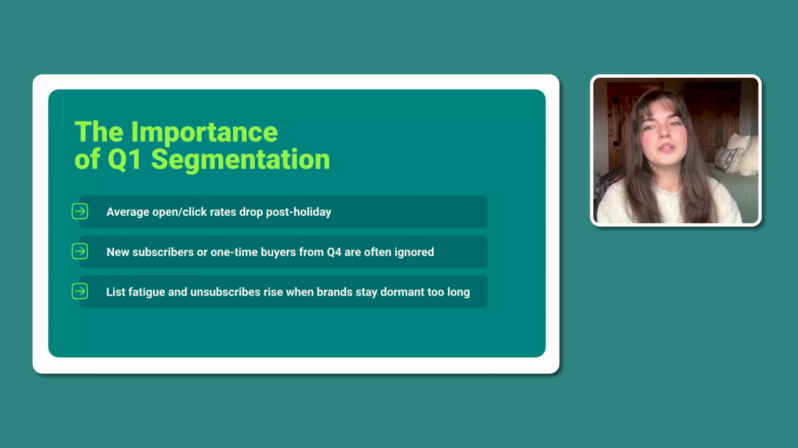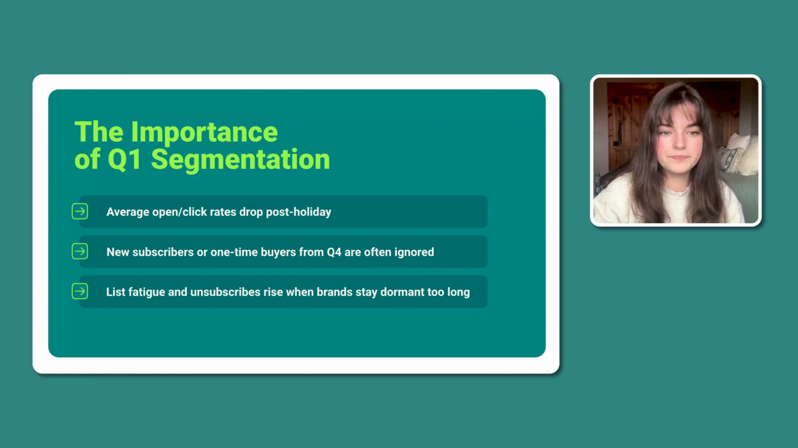But if you ignore a new relationship for too long, they're eventually going to disappear. And when you eventually send a campaign, you might notice a really high unsubscribe rate. So overall, the biggest mistake that brands make after Q4 is just disappearing. And all of your subscribers will too if you don't stay active.